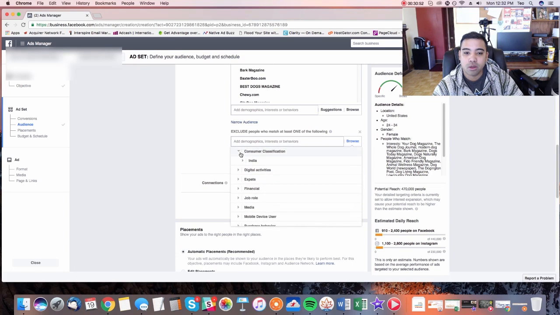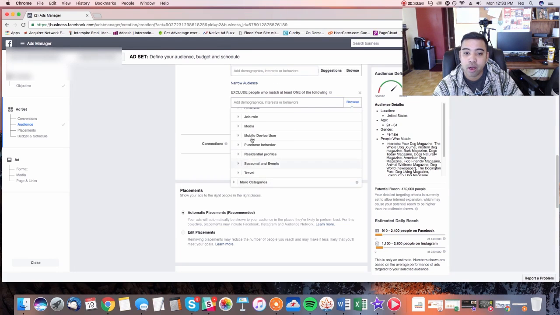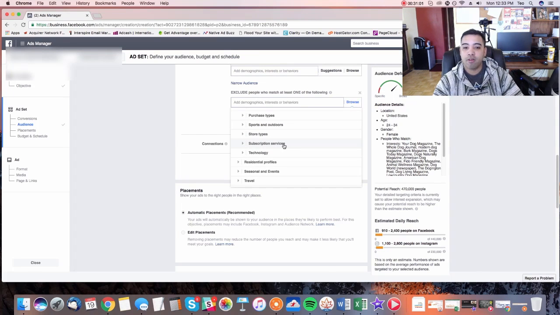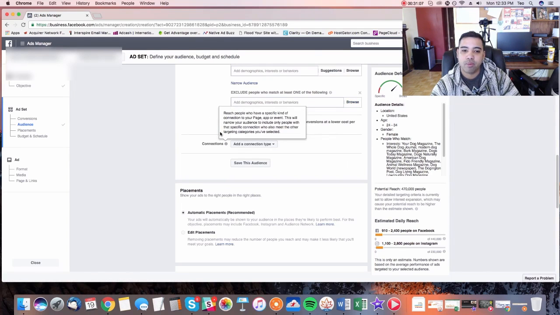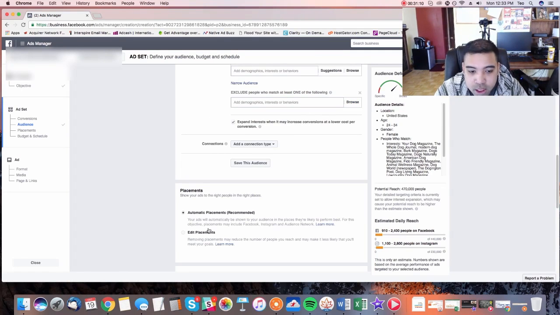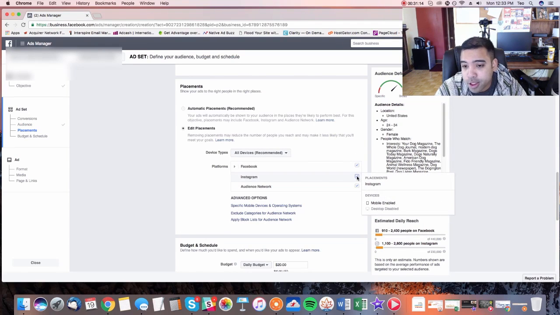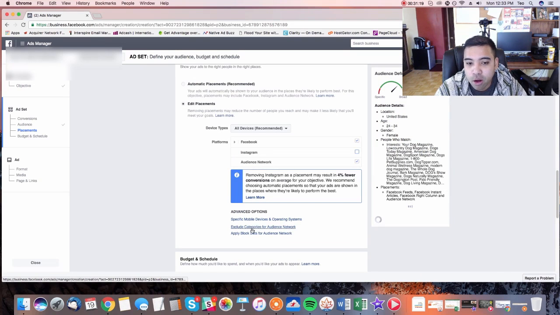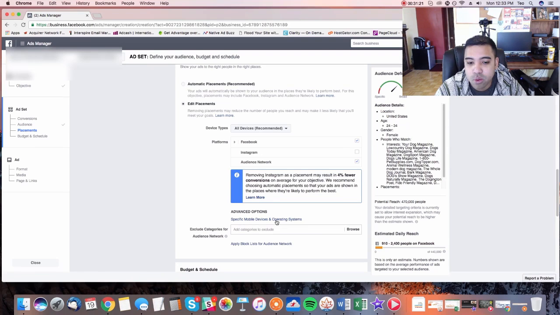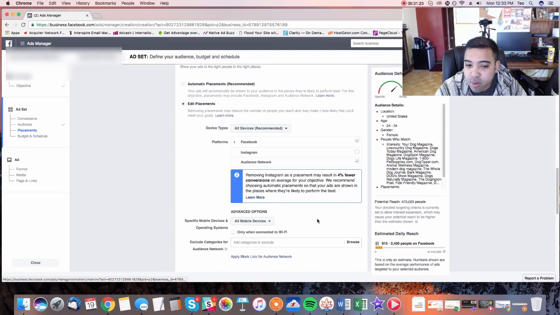You have digital classifications, automotive, anniversary, whatever. You have all your behaviors right here, purchase behaviors, clothing. And if you see something in your data, for example people who are using Android tablets, like what we did before, we're going to go to placements and edit the placements. Let's say we don't want Instagram, because Instagram's not doing very well. We're going to remove that, and we can also exclude categories. We can exclude specific mobile devices.